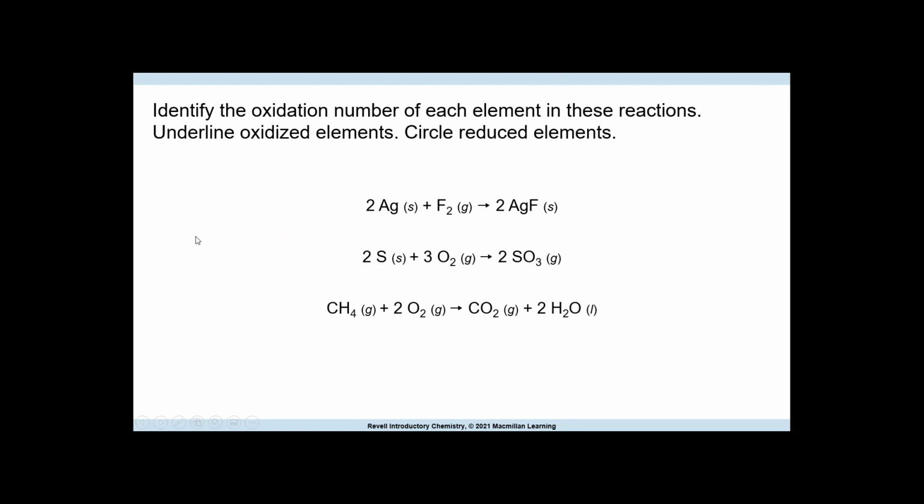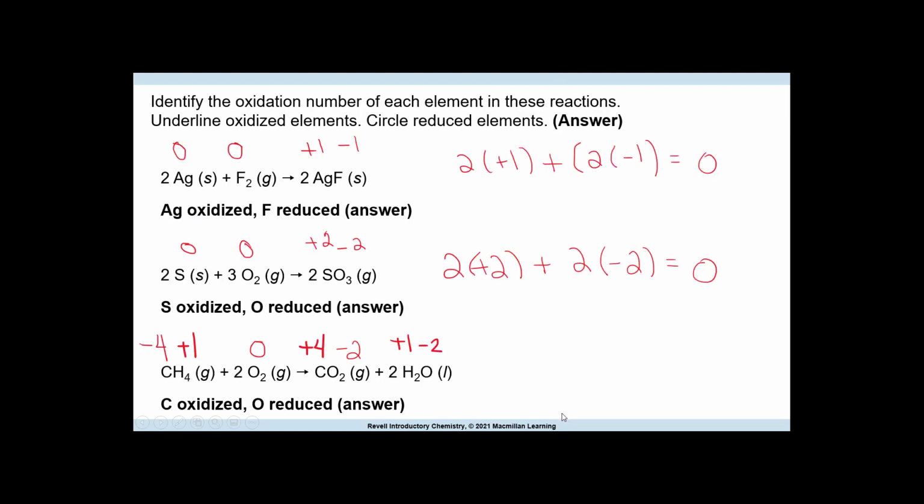Okay, identify the oxidation number. Oh, is this a repeat? I think I repeated on it. Oh, I broke it down. So that's what I did, I broke it down, and it said to circle, but I didn't. It's already telling you which ones they are, so I didn't do any of that here. But I did show you how I solved for this. So you can see here it's 2 plus 1 plus 2 minus 1 equals 0, and this is the one that I was doing here.